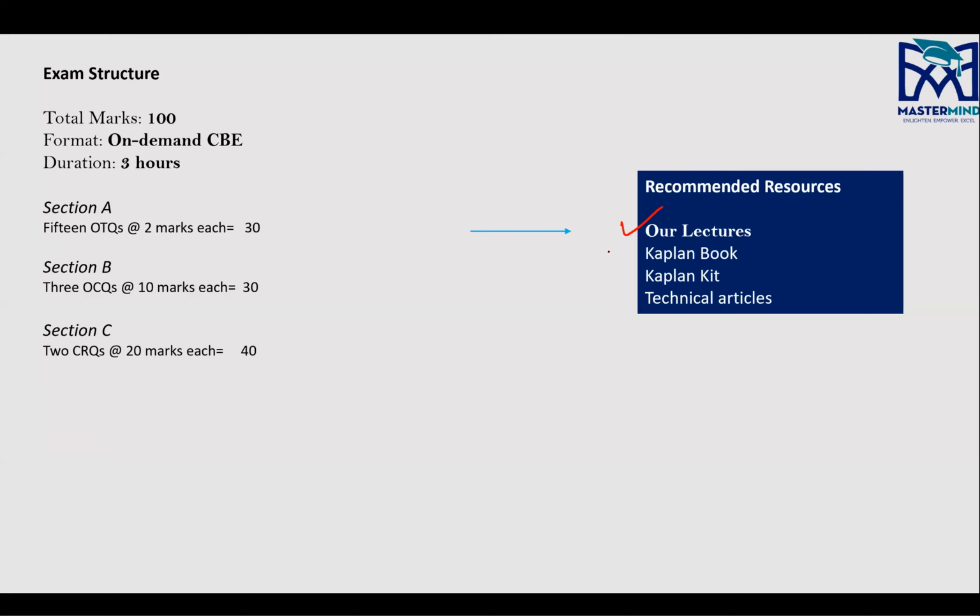Book reading is always recommended, always. We will use the Kaplan kit for our kit practice, and technical articles. For me, technical articles are key. You cannot enter an exam without reading the technical articles. Simple as that. That's the basic formula.